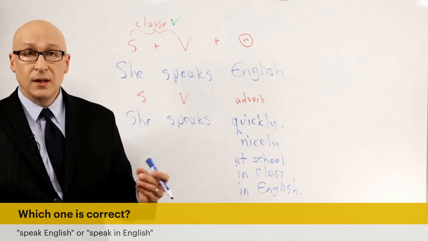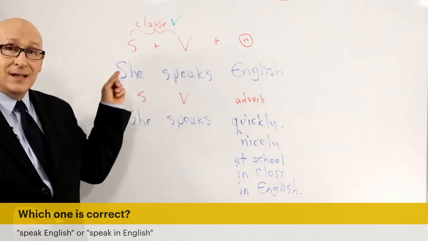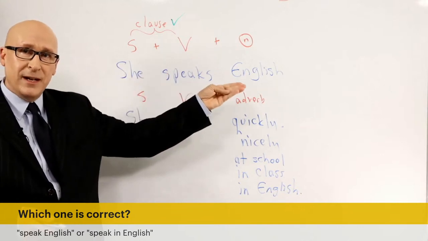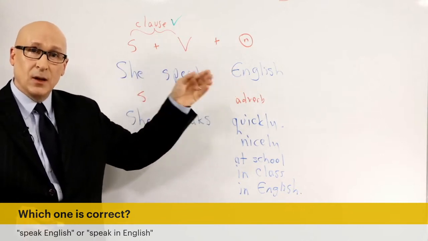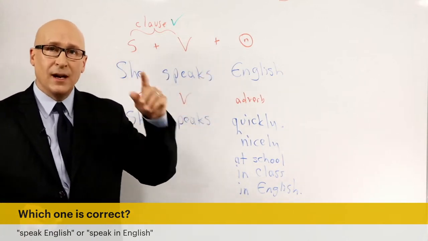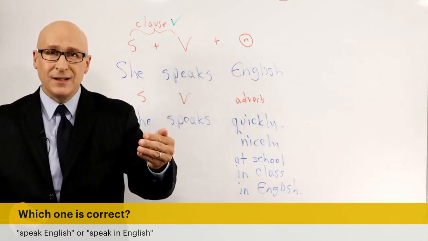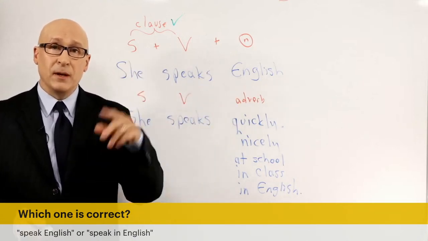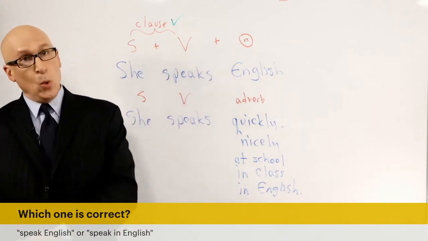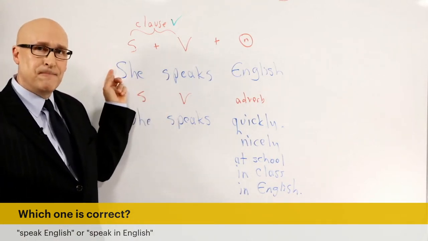So how do you know which one to use? Well, if this is the answer to a question, what if the question is, what or which language does she speak? And the answer needs to be an answer to the question, what? When you ask a question, what, the answer is an object. What do you like to eat? I like to eat sushi. When people ask you what, the answer is the object. What is your name? My name is Paul. Okay? So if someone says, what does she speak? What language does she speak? That's your answer. Okay?